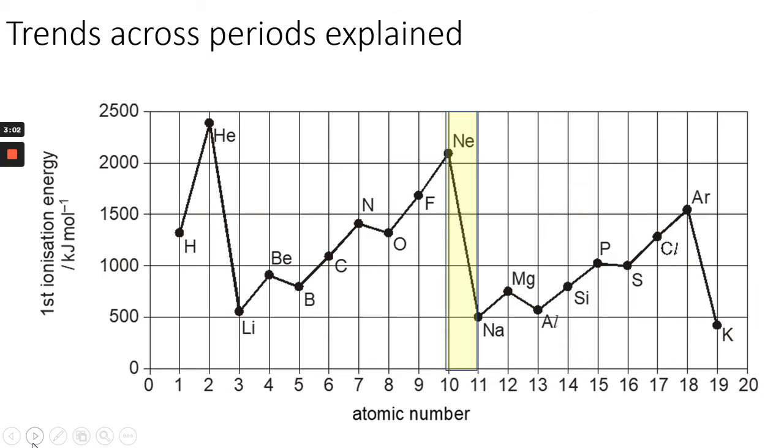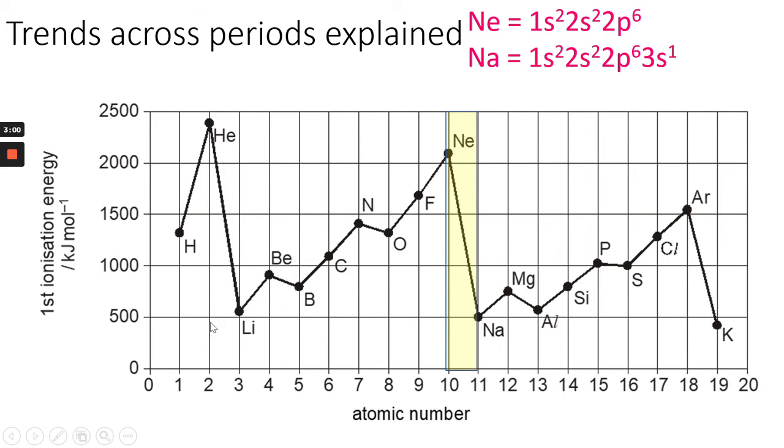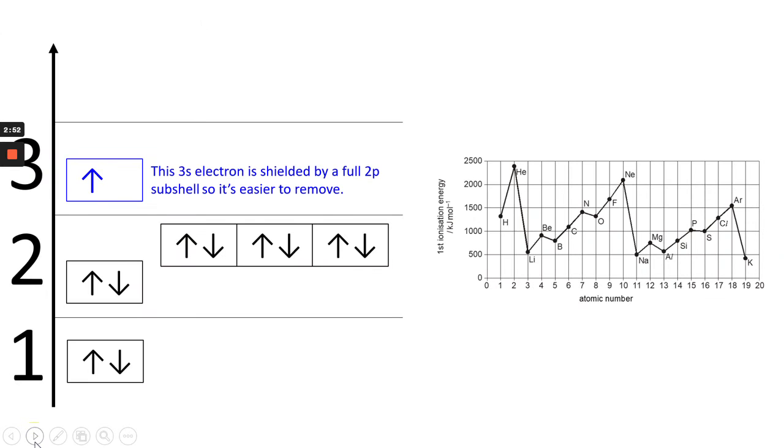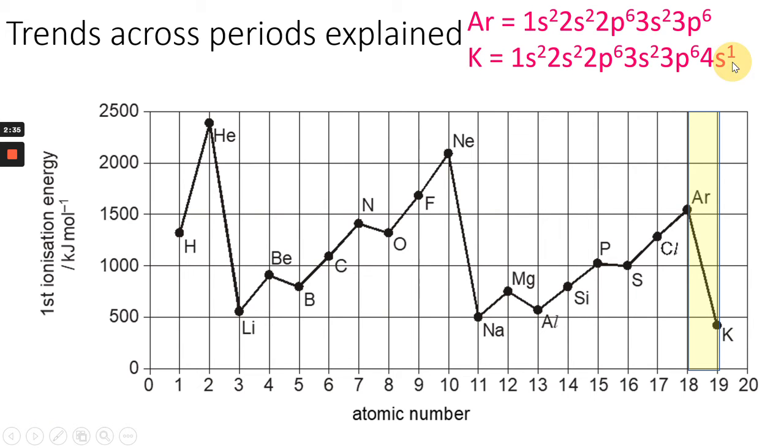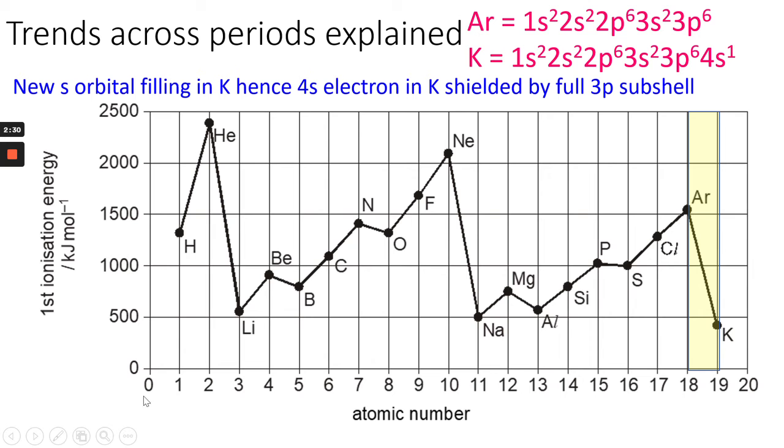Let's have a look at another one. Same story here, 3s1 in sodium that is being shielded by a full 2p subshell underneath. And if we draw the equivalent diagram for that, this time round the full 2p subshell is shielding the 3s1 electron, so therefore it's a little bit easier to take away that electron, hence the drop at sodium. Same story at potassium, 4s1 being shielded by the full 3p subshell underneath. So you don't need a picture this time, I'm sure you're getting the idea.